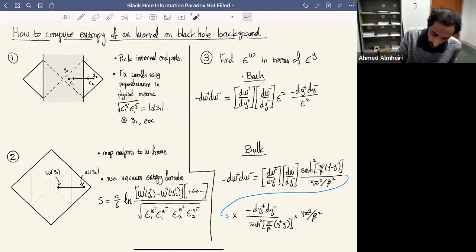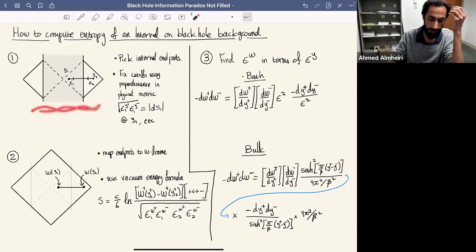You choose this to be the metric at 0.1. By metric here, I just mean the proper distance between the endpoint y1 up until this point here. So it's just the proper distance of that small segment. And similarly, you'll have something on the other side. The second step is that here we don't have a CFT on flat space, but we can get around that by mapping to the CFT on flat space, going to this W frame that we talked about last time.